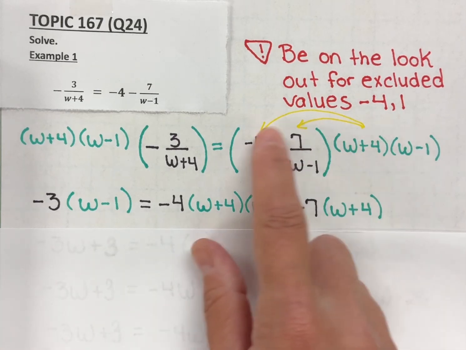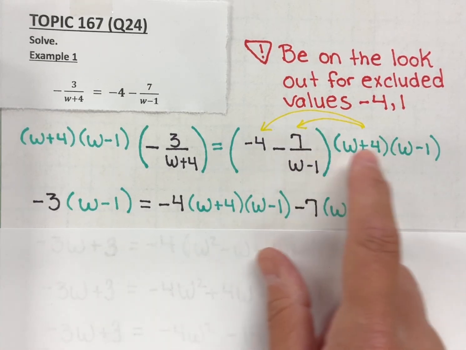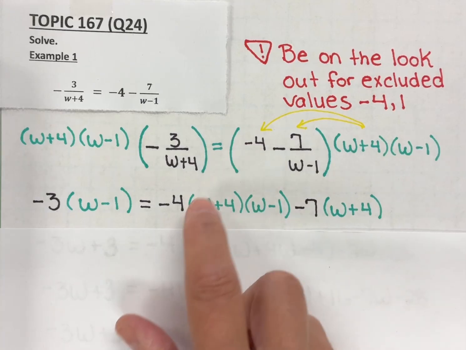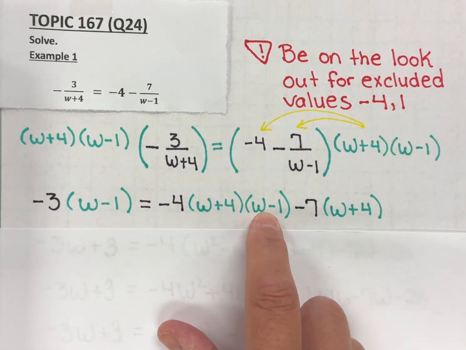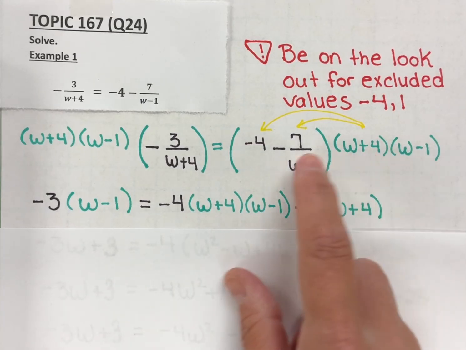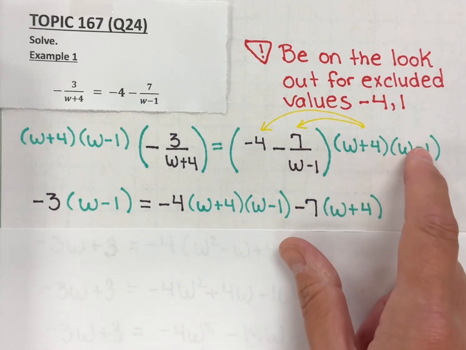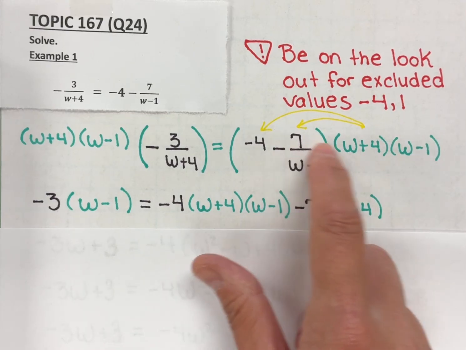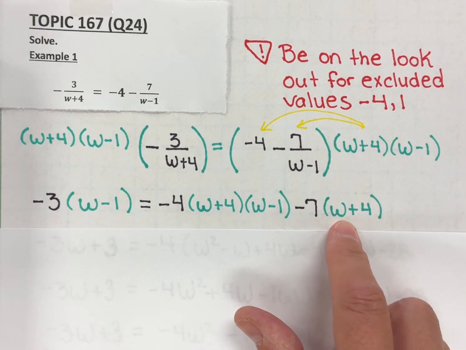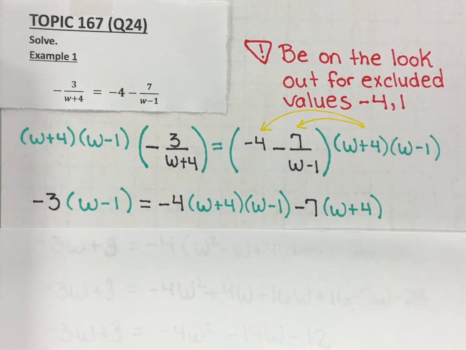On the right side, we're going to distribute that through, and the blue multiplied by -4 is written there. And then when we multiply the blue times -7 over w minus 1, those w minus 1's cancel, leaving me with -7 and w plus 4. By multiplying both sides by the denominators, all the fractions are gone, so we're ready to simplify each side.